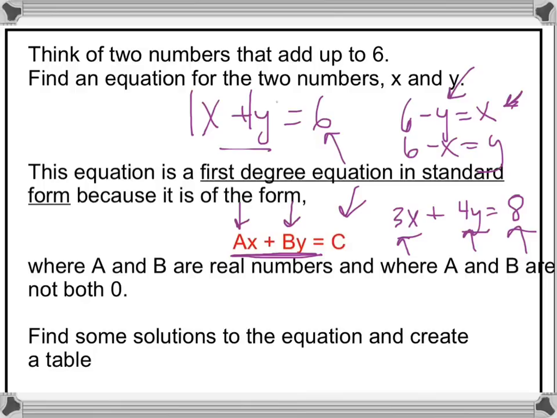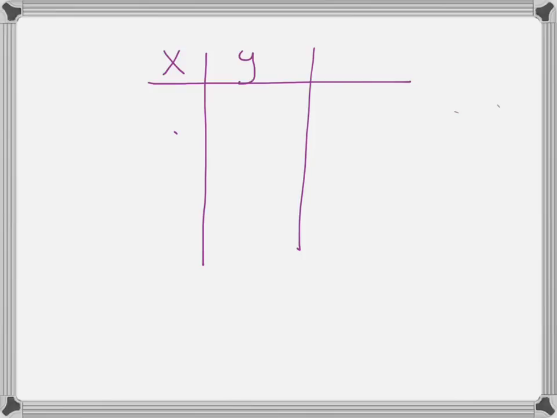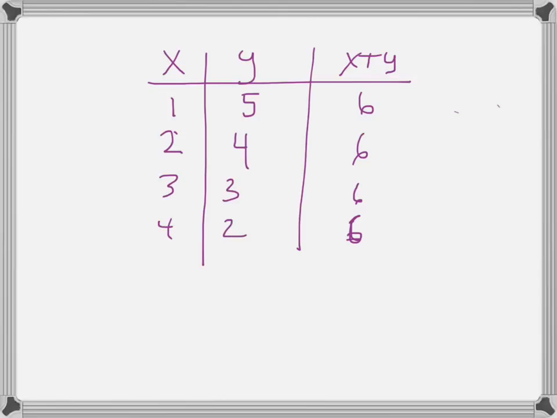So if we were asked to find solutions to the equation and create a table, we could have a table with x and y. So let's say if x were 1, y would be 5, right? Because we want their sum to always be 6. That's the property that we have for this relation. If x were 2, y would be 4. Then 3 and 3, 4 and 2, and 5 and 1. I could also have 0 and 6.